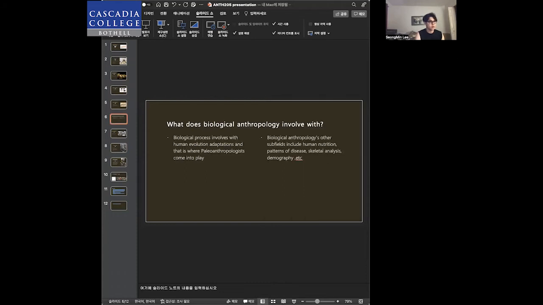What does biological anthropology involve? Biological anthropology involves human evolution and adaptations, and that is where paleoanthropologists come into play. Paleoanthropologists study the remains of the earliest human forms and how they compare to people now. Biological anthropology's other subfields include human nutrition, patterns of disease, skeletal analysis, demography, etc.